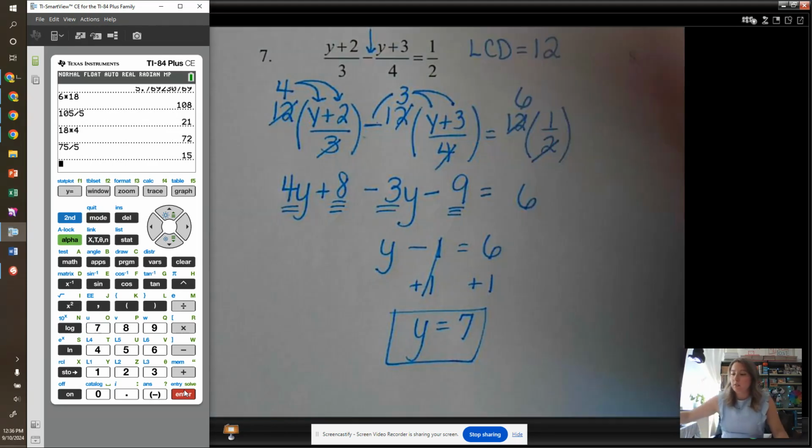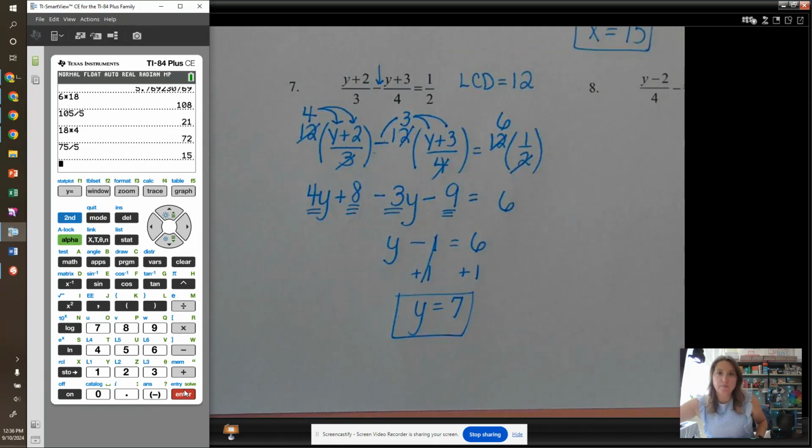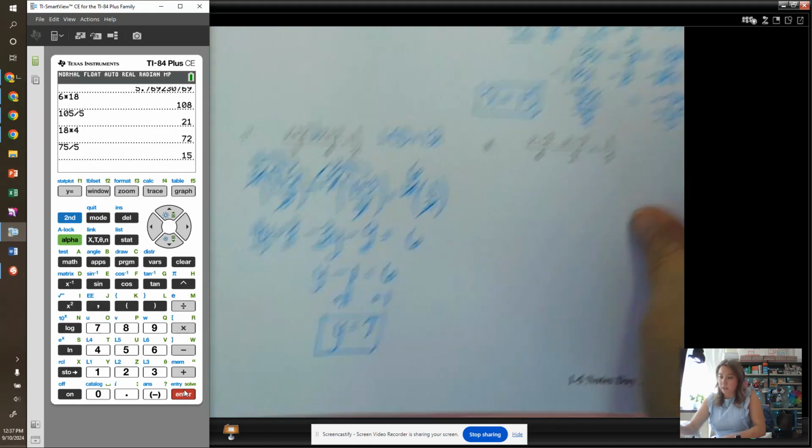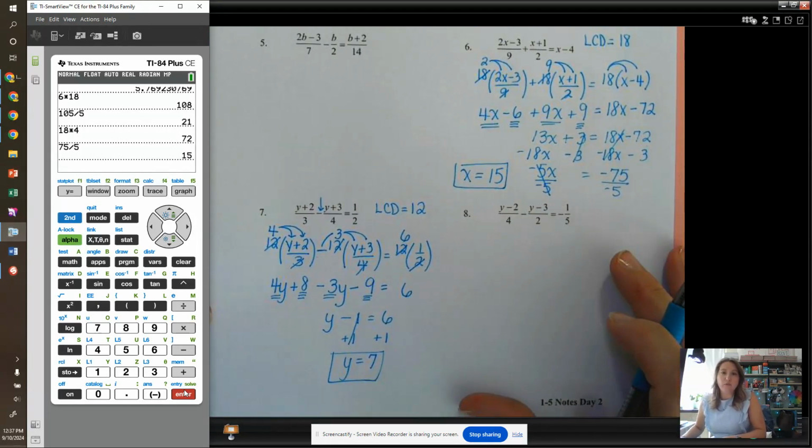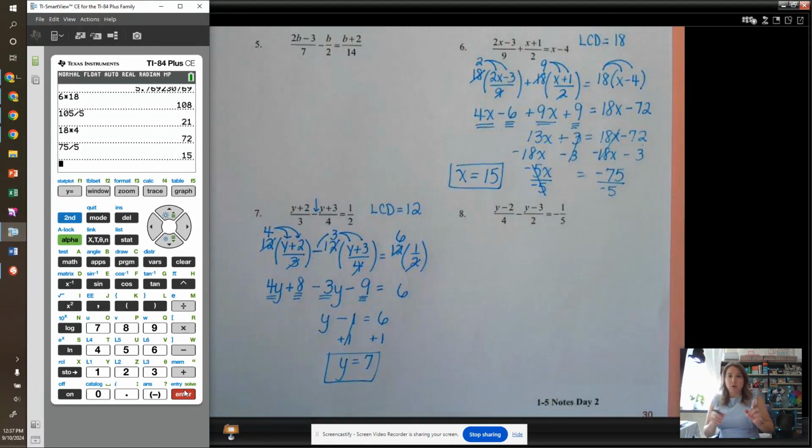Why don't we stop right here? We just did number 6 and number 7, but why don't we take a break? Why don't we take a breather and have you try number 8? So I would like you to pause this right here. Pause this right here. And then you try number 8. After you're done trying number 8, press play again, and let's see if my answer and your answer match up for number 8. Okay, so pause it. I'll see you in a sec.